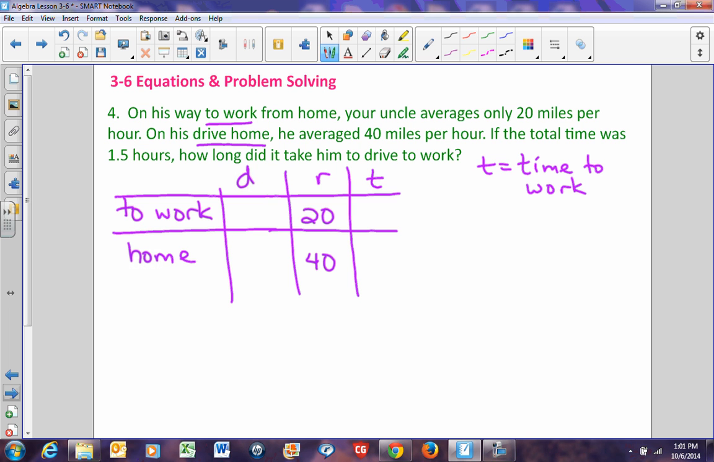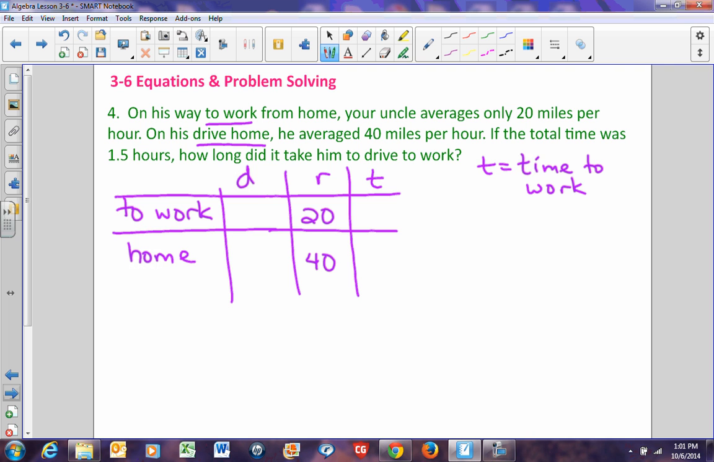So if his total time was 1.5 hours, no matter how long it took him to get to work, his total time has to be 1.5 hours minus how long it took him to get to work. If it takes me 4 hours to get to work and 2 hours to get home, so my total time is 6. Okay? If I've traveled X number of feet, and I've got to go 15 feet, 15 minus X is going to be how many more feet I have to go.